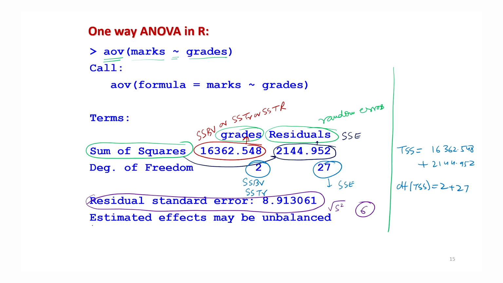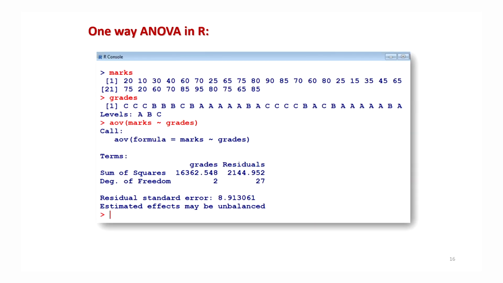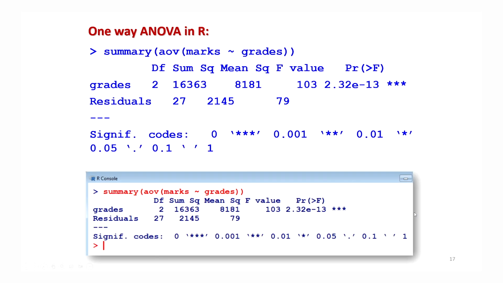Right. Now there is another line here, estimated effects may be unbalanced. Well, we are not going into that much detail about the concepts of this analysis of variance, so you can safely ignore this line, right? And you can see here the screenshot of the same thing, right?